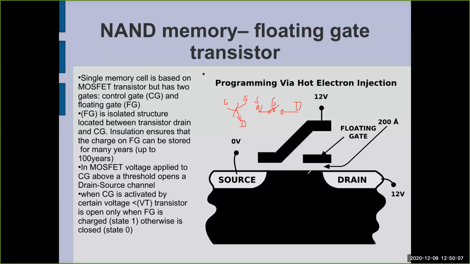So when I'd like to write 1 to NAND, I have to charge this gate. And then when I'd like to read whether here is 0 or 1, it's enough to supply an under-threshold voltage potential and verify whether this transistor conducts or not. Okay.